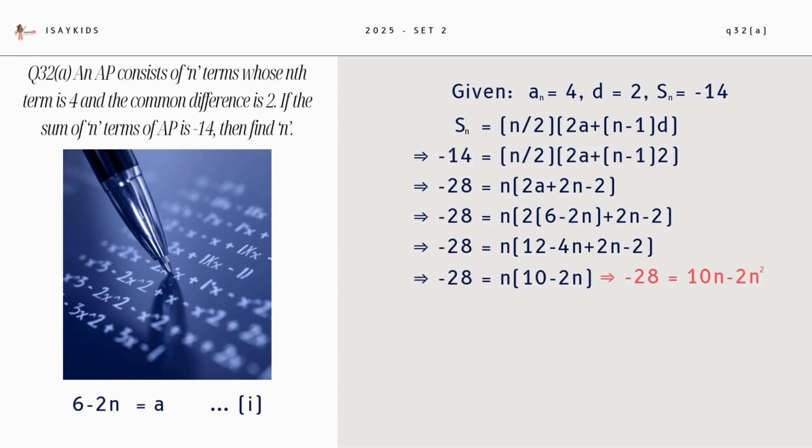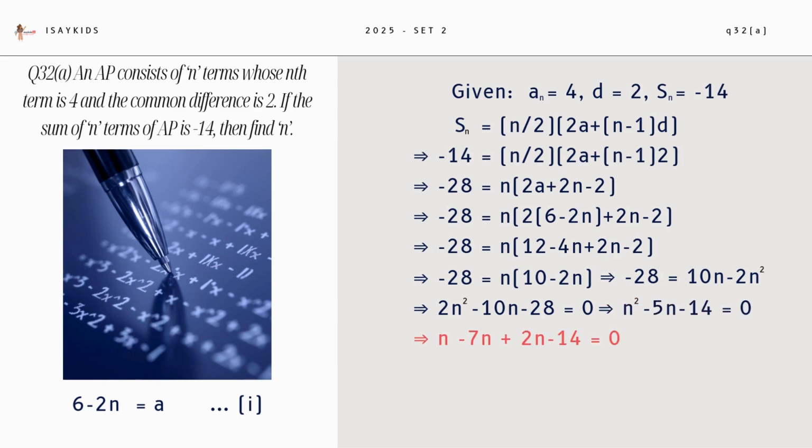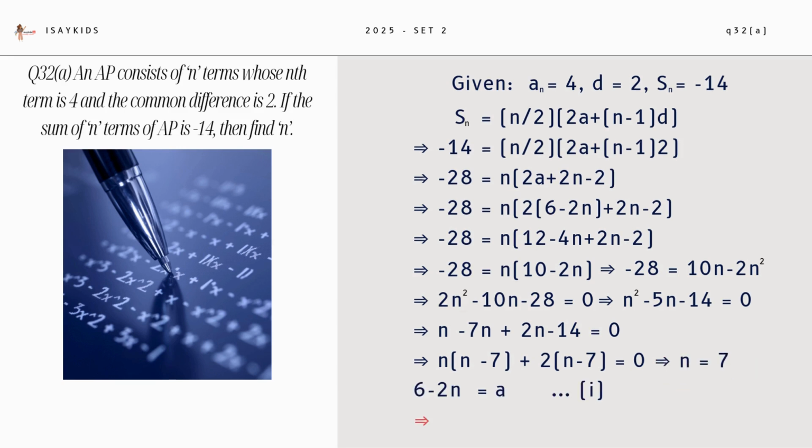We would eventually get a quadratic equation like this. Let's divide this quadratic equation by 2 to simplify it further. Now splitting the middle term. So we get the values of n as 7 and minus 2. But of course n cannot be negative. So discarding minus 2 we get n as 7. Let's find a. So a would be minus 8.